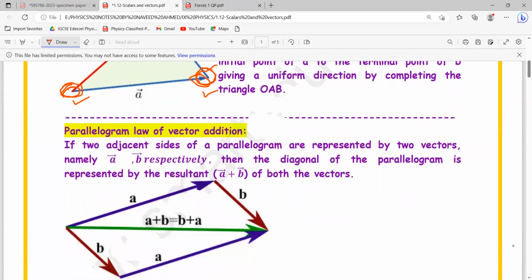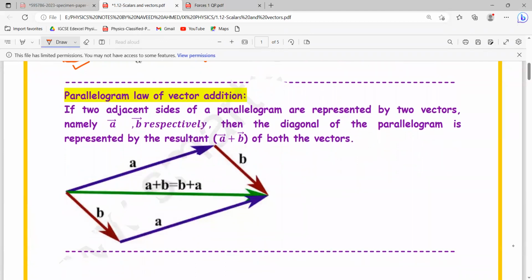The second method is the parallelogram method. Again, we have two vectors A and B. We will draw these two vectors and then draw a parallelogram. In the next video, we will see the steps for how we can draw these parallelograms. Now you have to learn this: the diagonal of this parallelogram shows the resultant vector.